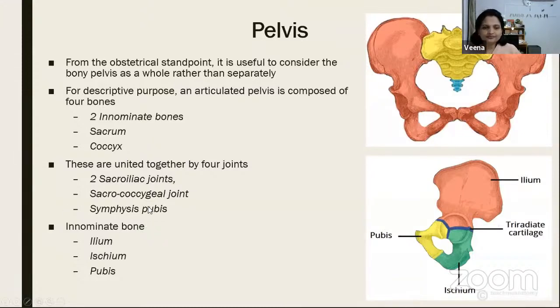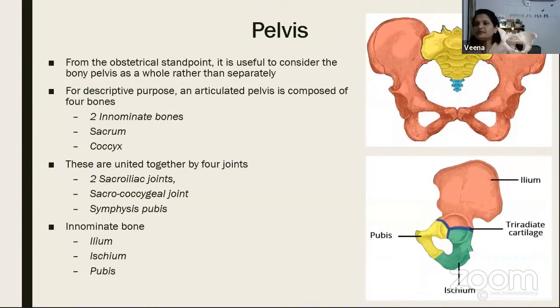Now, the hip bone or innominate bone is again three bones together: ilium, pubis, and ischium. So remember that. This is the whole pelvis anatomy. If you have to identify, you will have to say this is the sacrum. This is the coccyx, the tip of the sacrum. And these are the two innominate bones, made up of the ilium here. Can you see? This is the ilium. This is the ischium. Remember the ischial tuberosity. The ischium is what we call the sitting bones, and this is the pubis.